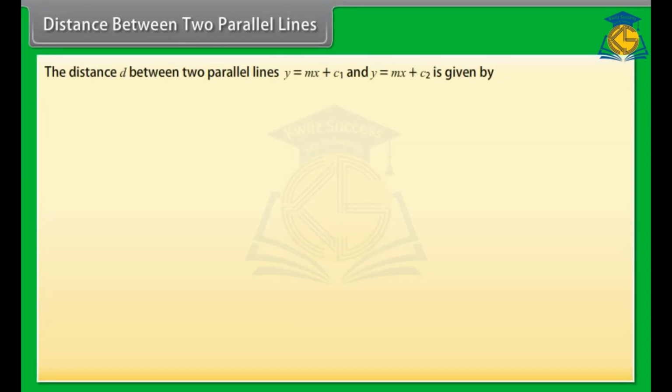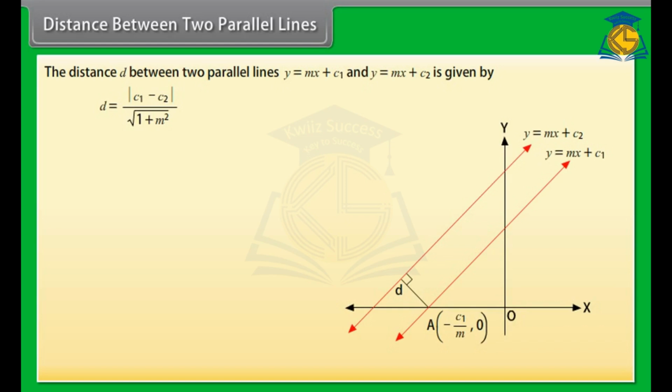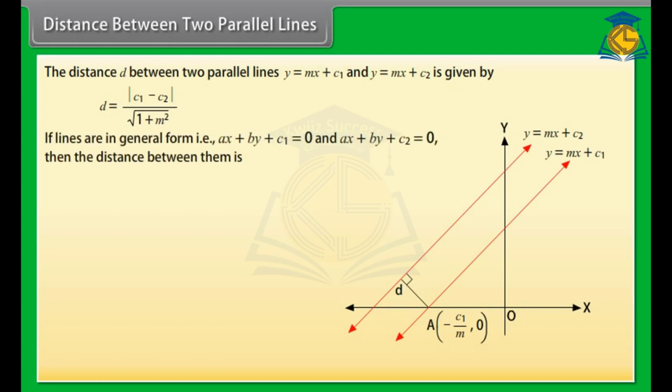Distance between two parallel lines. The distance d between two parallel lines y = mx + c1 and y = mx + c2 is given by d = modulus of (c1 - c2) by square root of (1 + m square). If lines are in general form, that is ax + by + c1 = 0 and ax + by + c2 = 0, then the distance between them is d = modulus of (c1 - c2) by square root of (a square + b square).